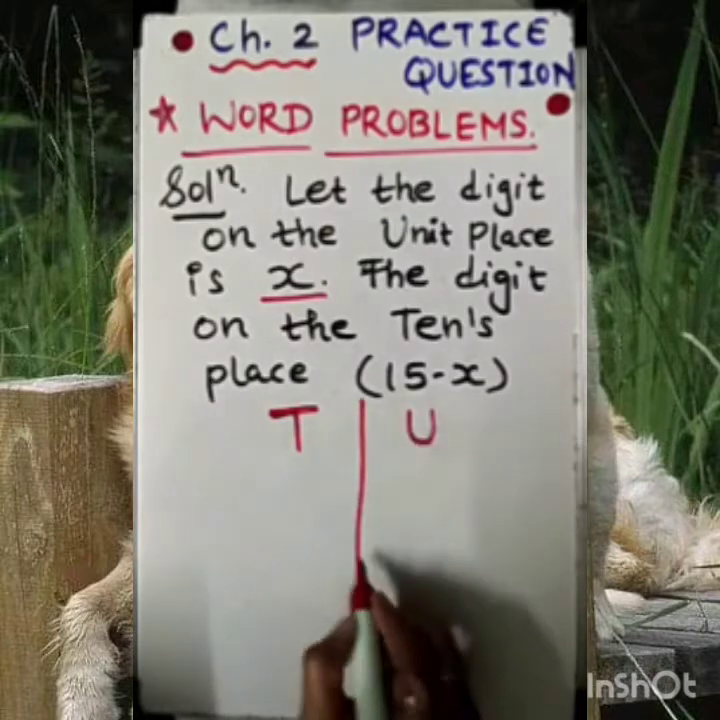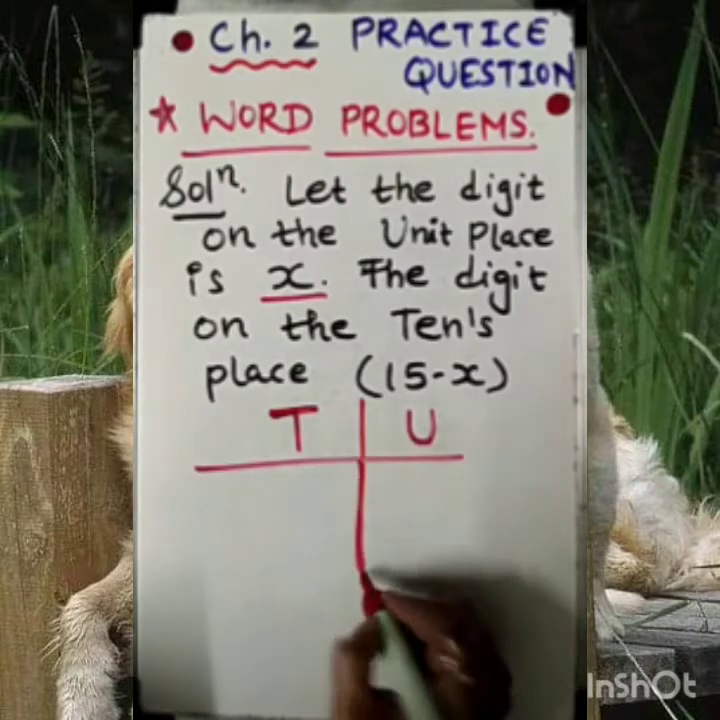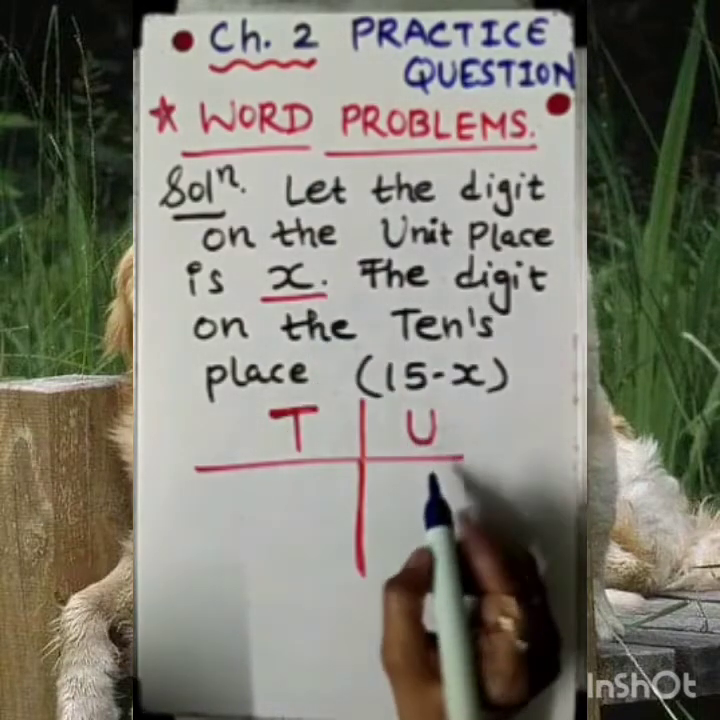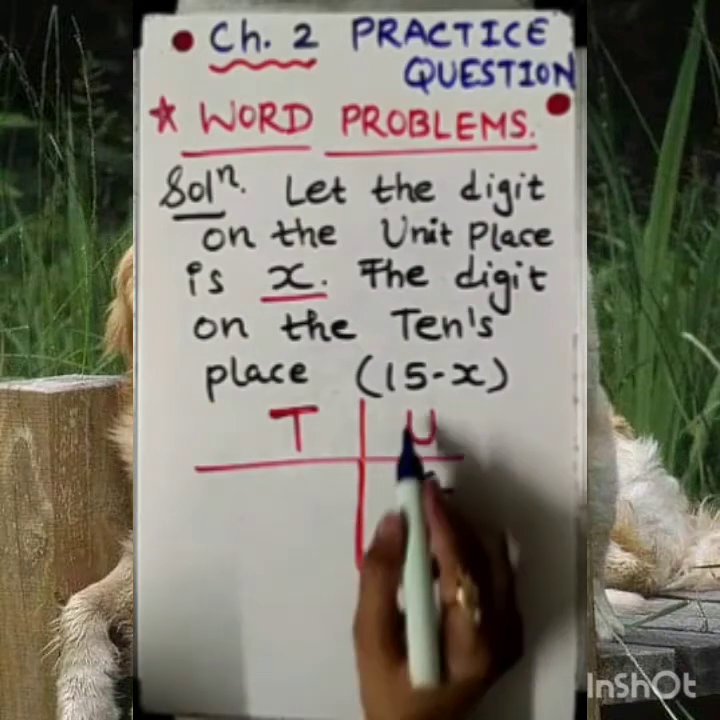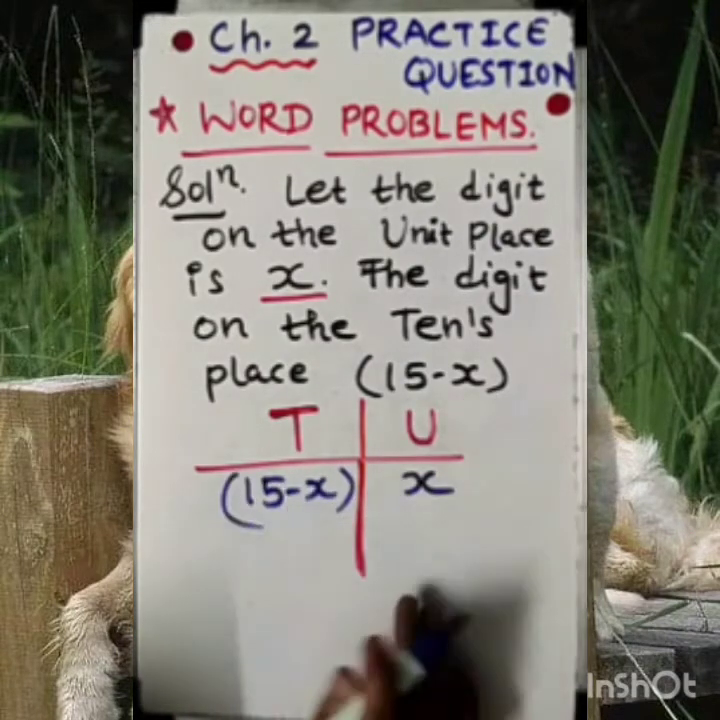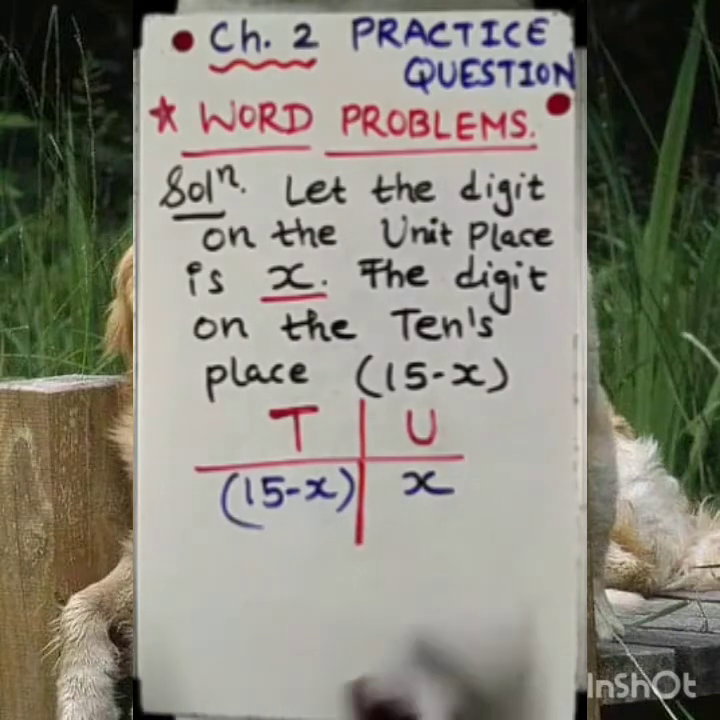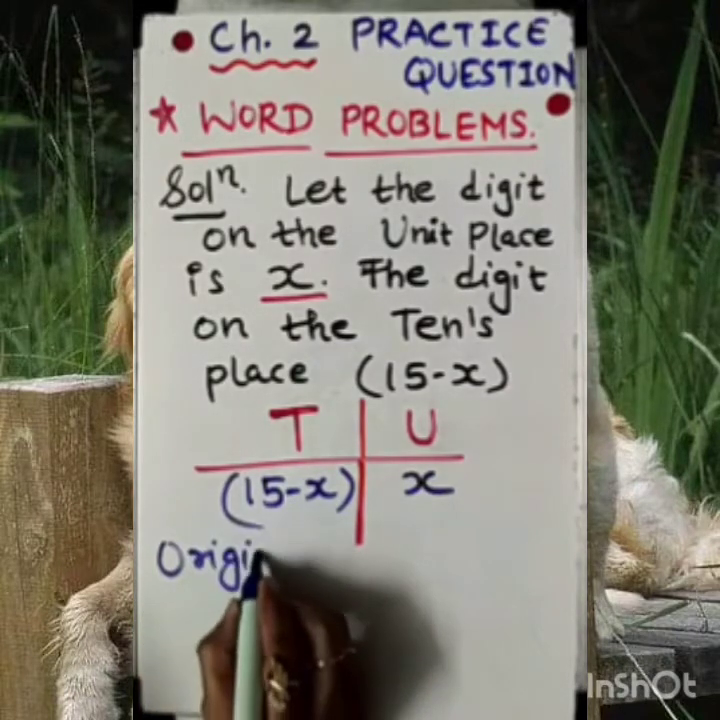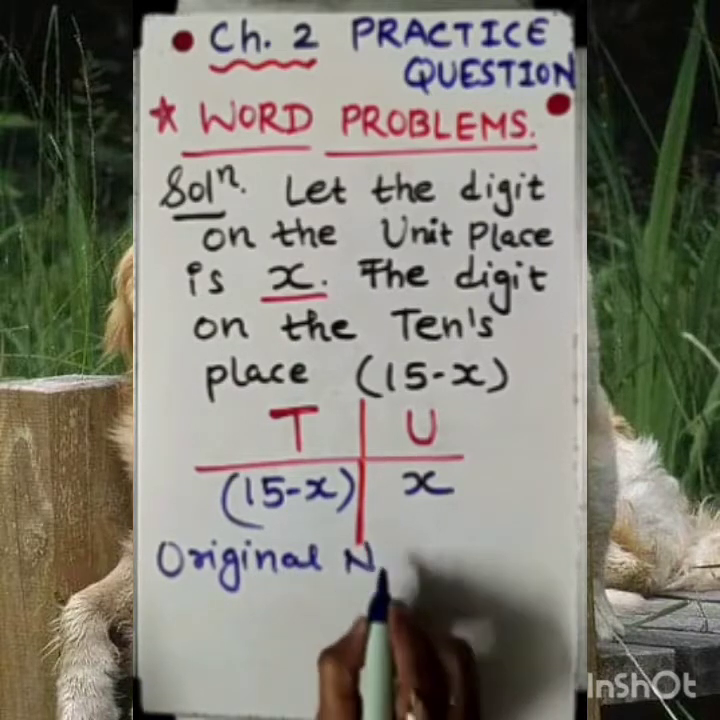Okay. So my dear student, let's note down for our better understanding what we are given and what we have assumed. For the unit place, we have assumed x, so I am writing x here. For the tens place, I have written 15 minus x. Okay. So dear student, what will be the original number? Let's note down the original number.